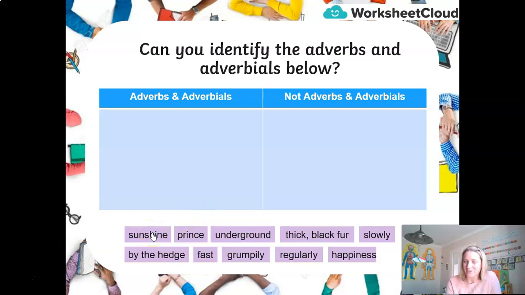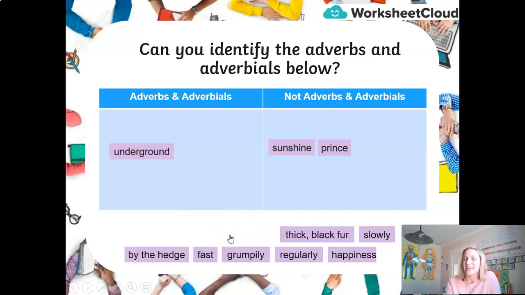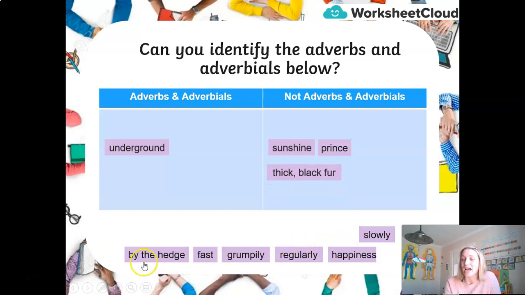Sunshine. Is it an adverb? No, it is not. It's a noun. It's a thing, isn't it? Prince. Again, that is a noun. It is not an adverb. Underground. Yes, underground. If I'm describing, I am telling you where something is. I'm telling you it's underground. Thick black fur. No, that's a noun, fur, but thick and black are adjectives describing the noun.